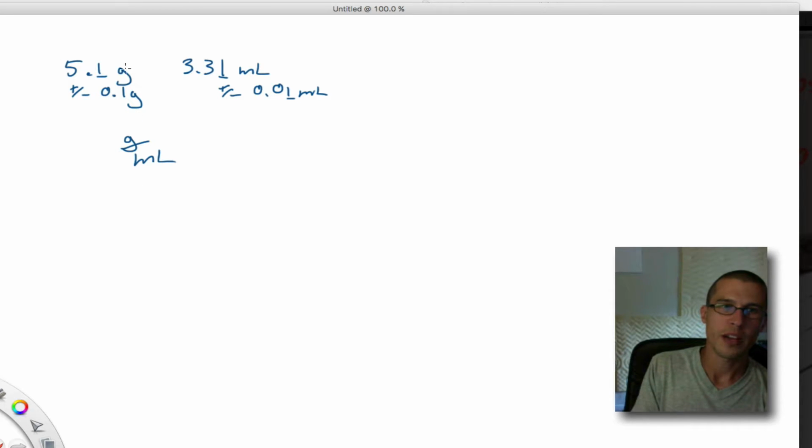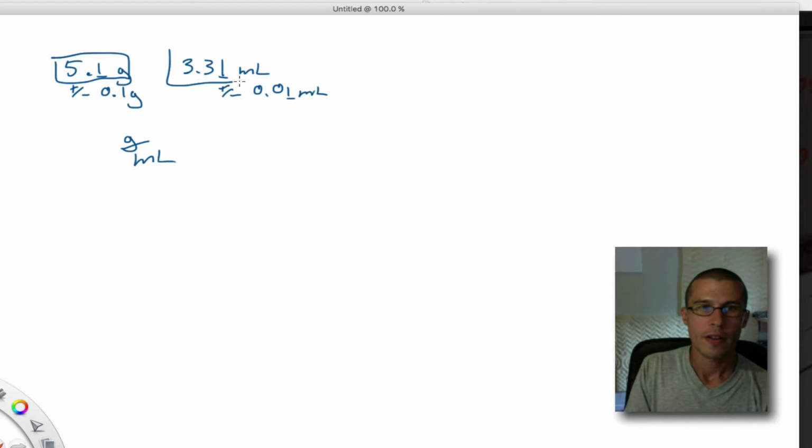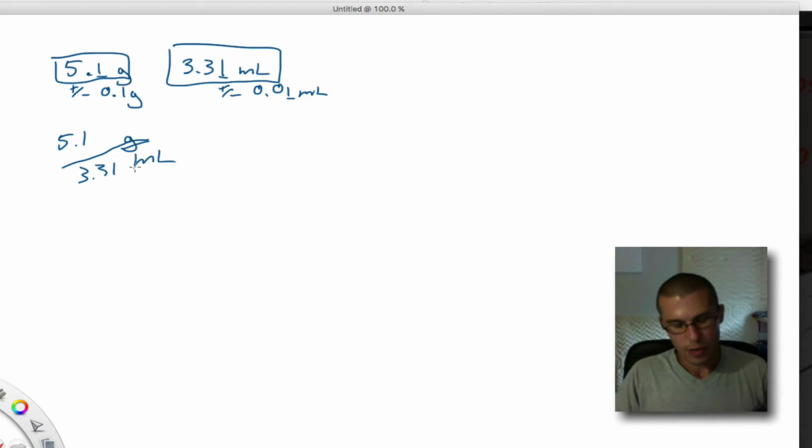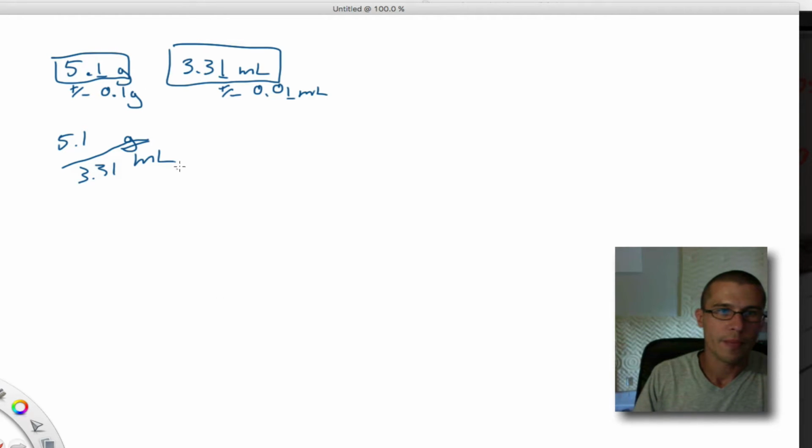What matters is that we've got different units here, and we have to change those units into something called a percentage. So first, we'll just take our main measurement here, and we'll take 5.1 grams and then divide it by 3.31 milliliters. And if we do that, we get this number right here, 5.1 divided by 3.31. And we get 1.54. This is 1.54 grams per milliliter.